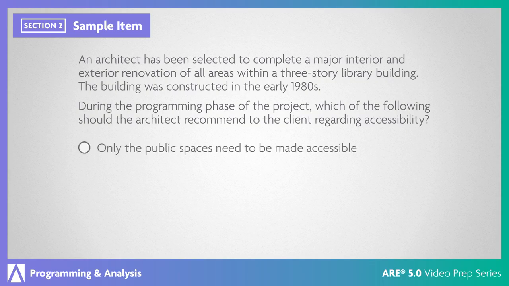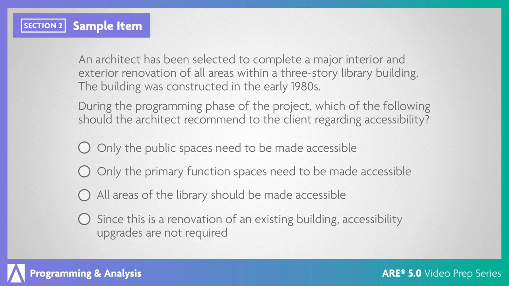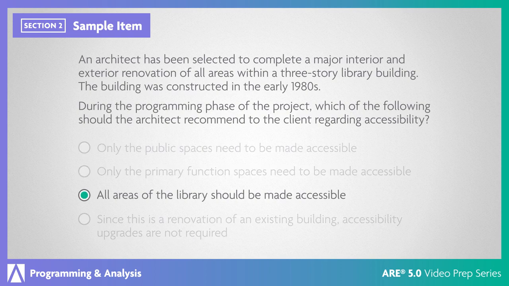Only the public spaces need to be made accessible. Only the primary function spaces need to be made accessible. All areas of the library should be made accessible. Since this is a renovation of an existing building, accessibility upgrades are not required. This is the correct answer.